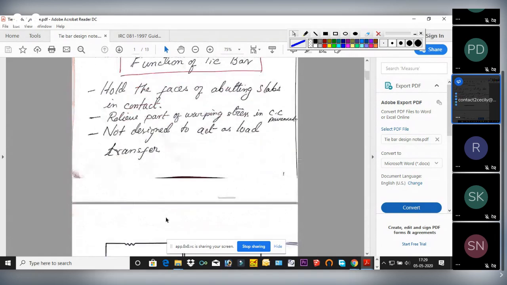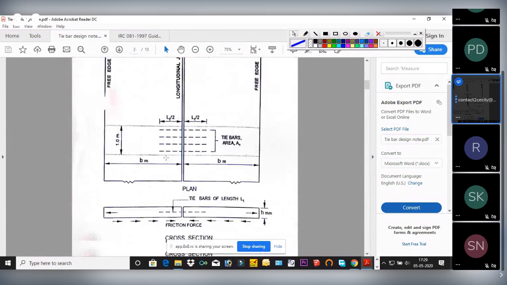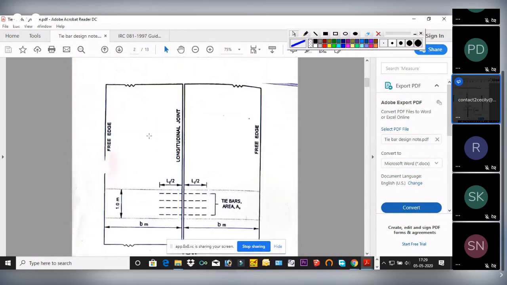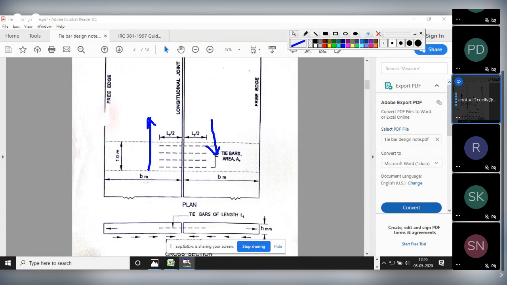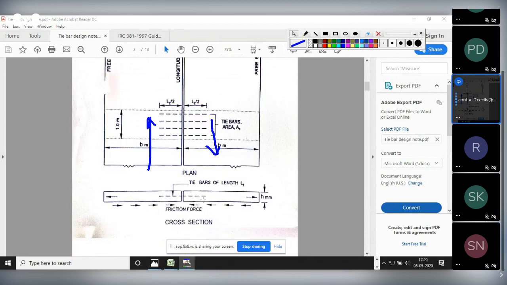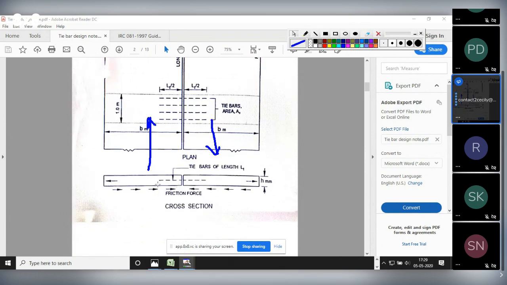See, this is the top view of a pavement. Traffic will move in this direction. You are seeing it from the top. So this is a longitudinal joint, and the transverse joint will be perpendicular to this. Now I will cut a section and see it from the cross sectional view. It will look like this. The tie bars are placed somewhere here at a certain depth. From the top, it will look like this.